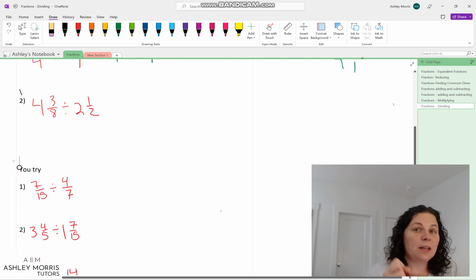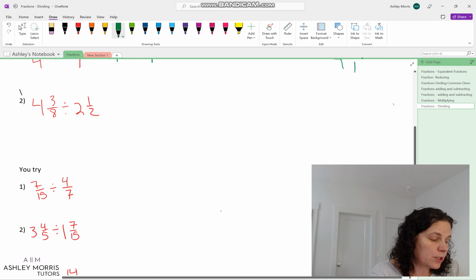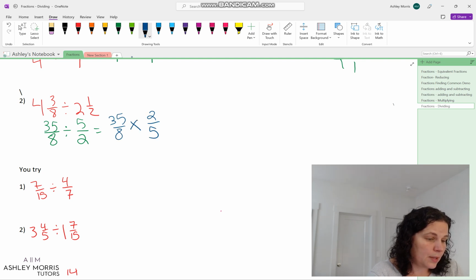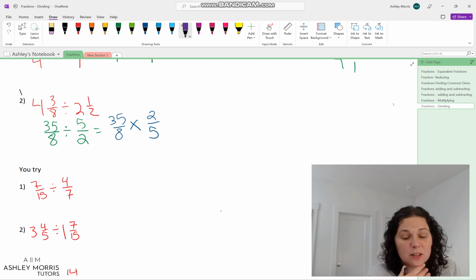Number 2. Make it improper first, and then we just do the same thing. So 8 times 4 is 32, plus 3 is 35. 2 times 2 is 4, plus 1 is 5. And then we can do the keep, change, flip. And if possible, you can cross cancel.